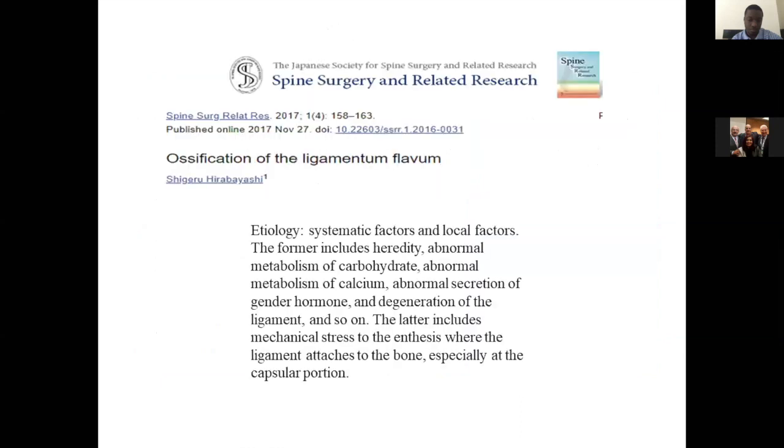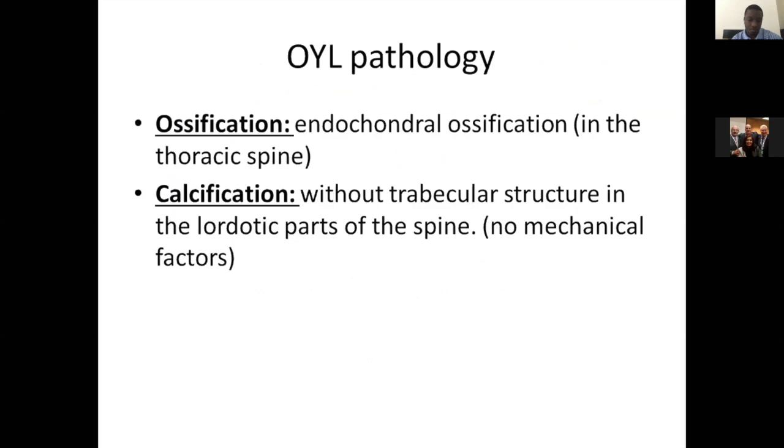A review of the literature that I looked at and was actually quite comprehensive was the one done by Hirabayashi of Japan, published in Spine Surgery Related Research about the ossification of the yellow ligaments. It divided the pathology into 2 types: the ossification, where an endochondral ossification happens, and this is the one that more likely happens at the lower thoracic spine, and another one which is a calcification without trabecular structure in the lordotic parts of the spine.